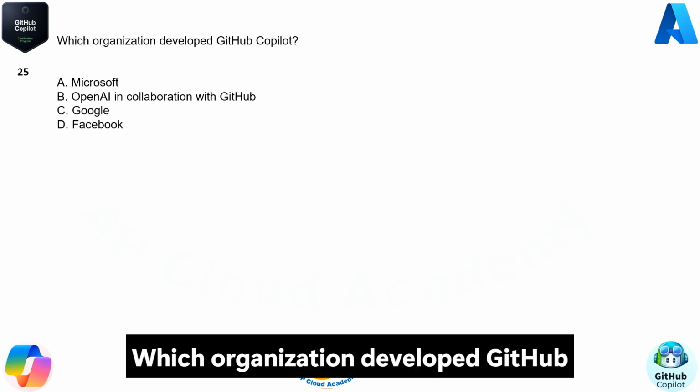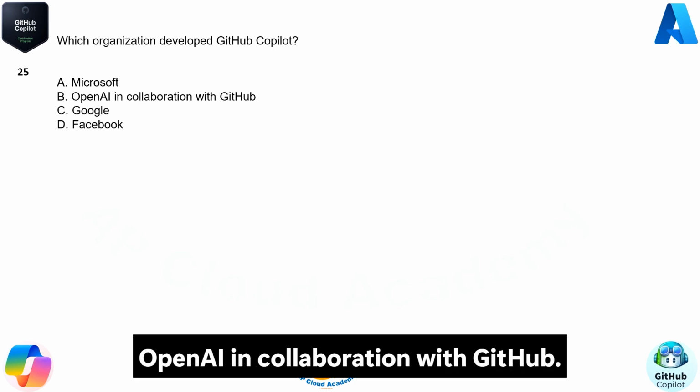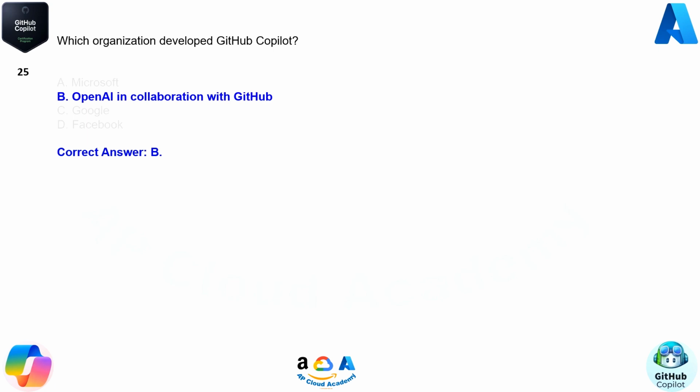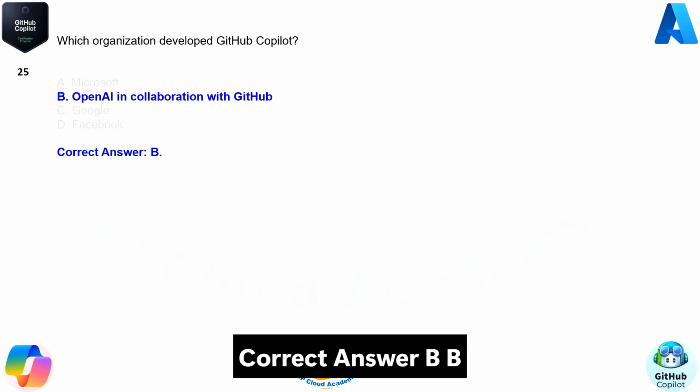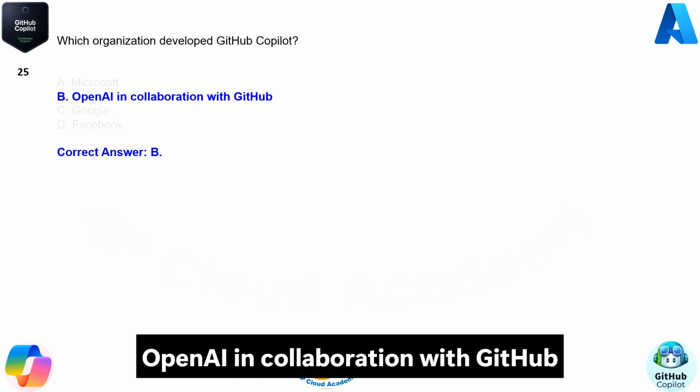Which organization developed GitHub Copilot? A. Microsoft. B. OpenAI in collaboration with GitHub. C. Google. D. Facebook. Correct answer, B. OpenAI in collaboration with GitHub.